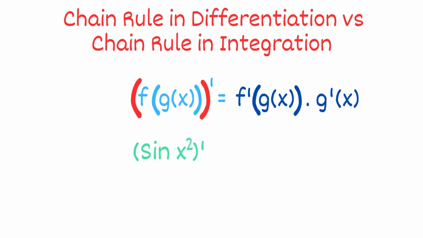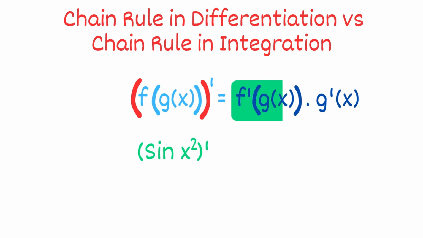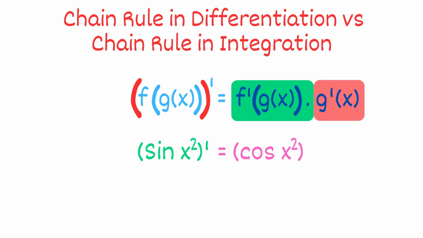So to differentiate sine of x squared, we will first differentiate sine, for which we will get cosine. So, f dash of g of x is cosine of x squared. Now we will differentiate x squared. So, g dash of x is 2x. This is how we differentiate with chain rule. Now, since we know differentiation and integration are reverse processes, the reverse of this formula will give us integration.